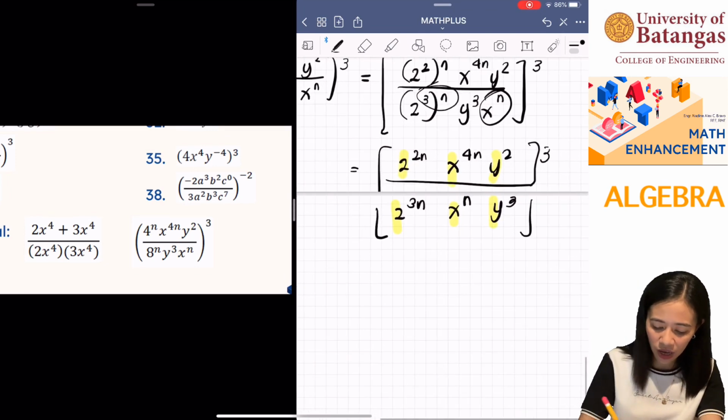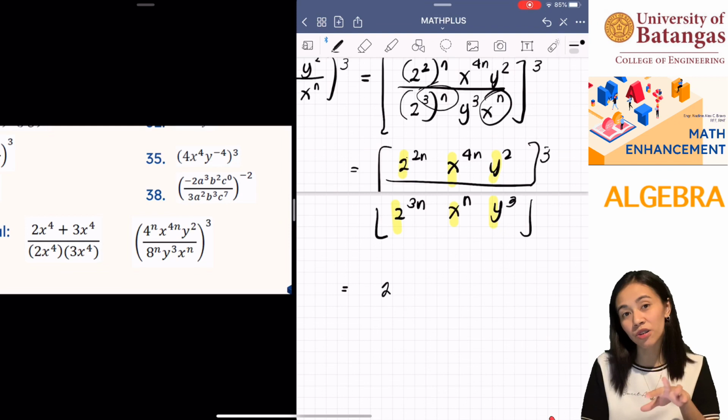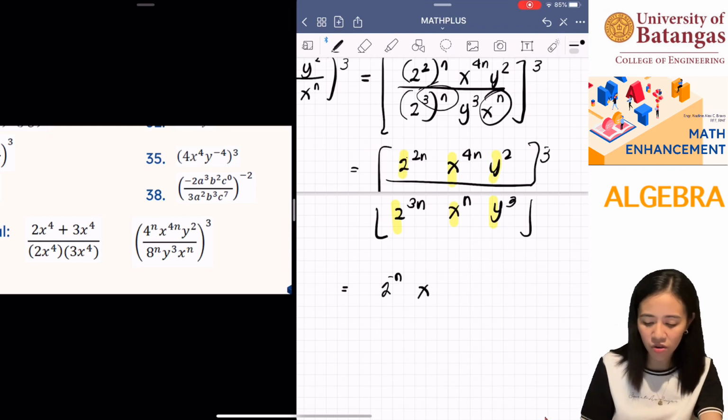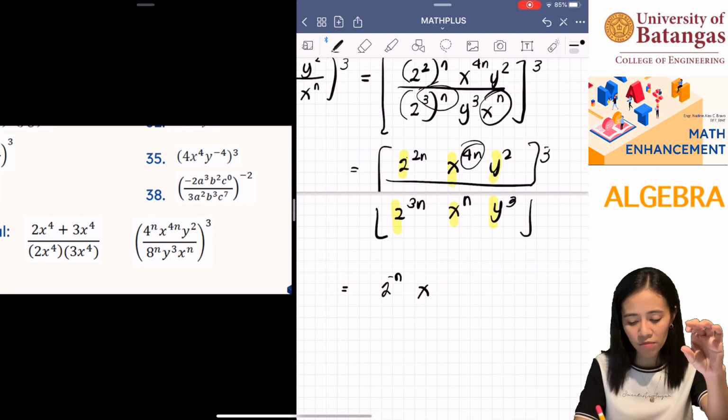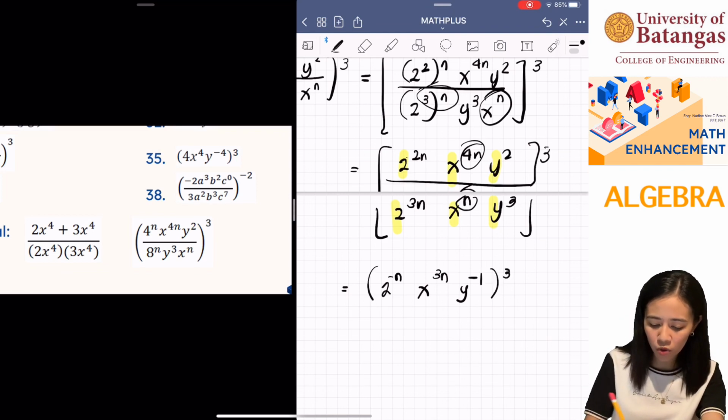Okay, so solving that, same base, so you get 2, 2n minus 3n. So, similar terms yun, pwede mong i-simplify. That's negative n. Same base x, you get 4n minus n, so you get 3n. And then, same base y, you get 2 minus 3, so you get negative 1, quantity cubed. Kung gusto nyo, ibaba nyo muna yung negative exponent.